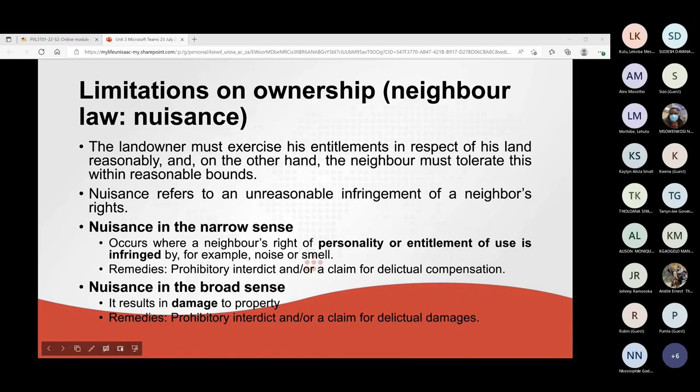So when someone is guilty of these contraventions, the remedy that can be instituted is a prohibitory interdict and or a claim for delictual compensation. Now, nuisance in the broad sense is where the conduct of somebody results in damage to your property. And in that case, you will be able to also institute a prohibitory interdict and or a claim for delictual damages.